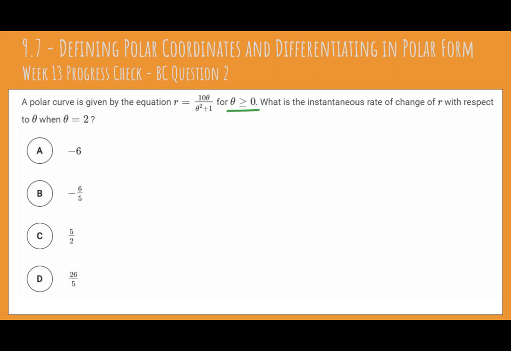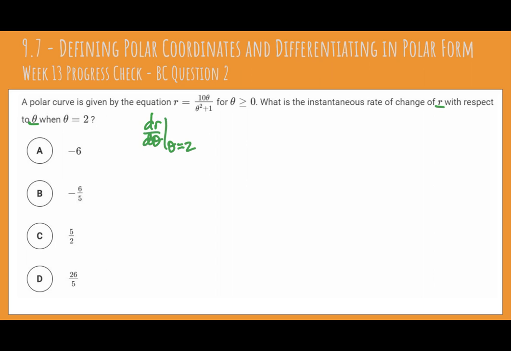Theta values greater than or equal to 0. And the question is, what's the instantaneous rate of change of r with respect to theta when theta equals 2? So rate of change of r with respect to theta is dr d theta, and we want to know what that is when theta equals 2. So this is really just a straightforward derivative.